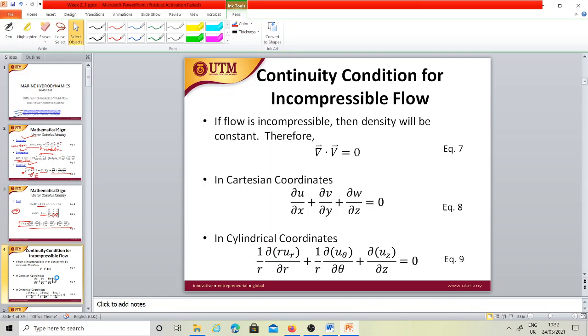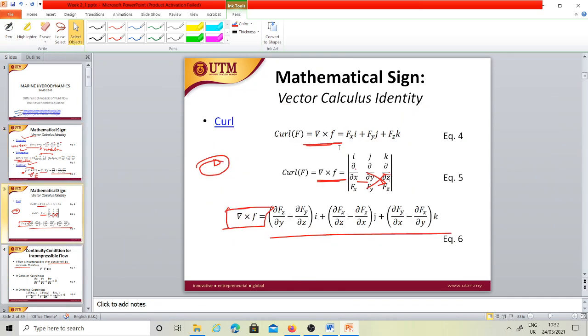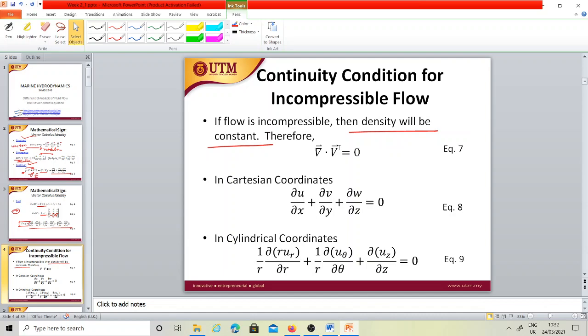Okay, so we have a few more things. If the flow is incompressible, it means you cannot compress the flow. Incompressible fluid means the density will always be constant. Remember that in case of incompressible flow, the density rho is constant. So we say that the divergence of the velocity field is actually zero. There is no change in the x direction, y direction, and z direction.